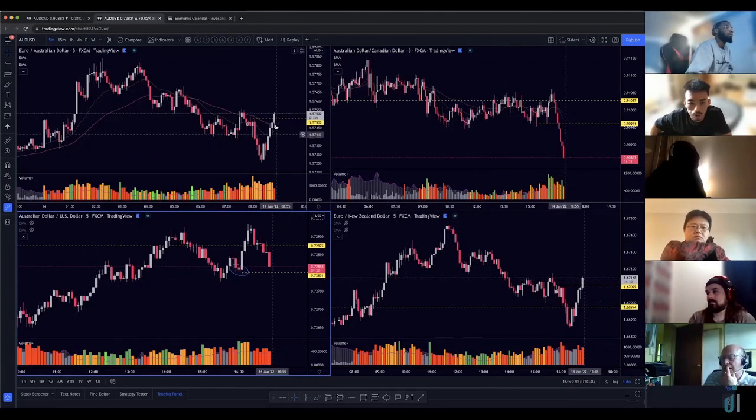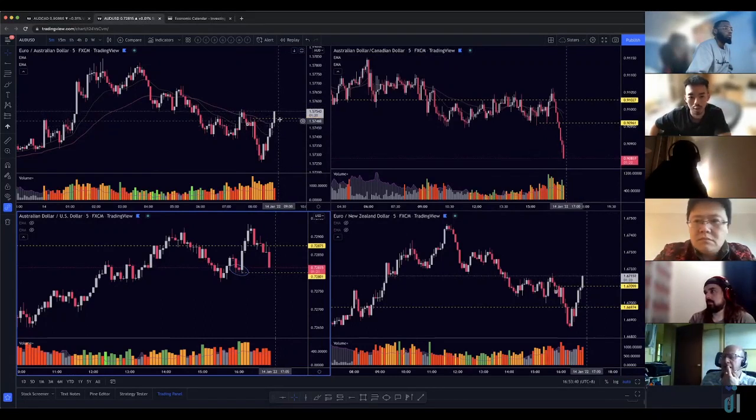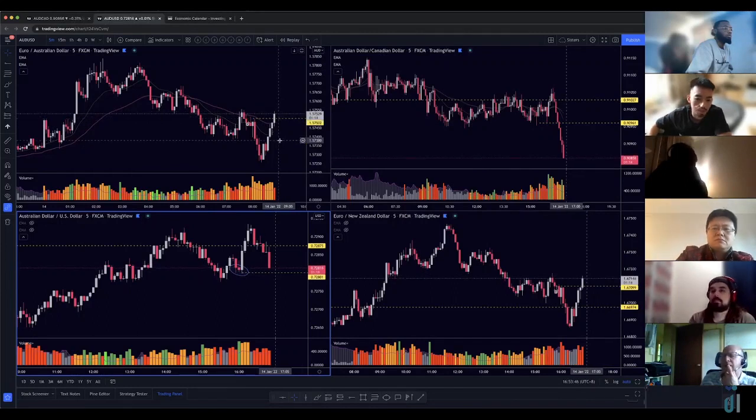So this break and potential retest will be a good trade to take. You know, whether it makes money or not, that's something else. But being a good trade or not, I would say it's a good trade.